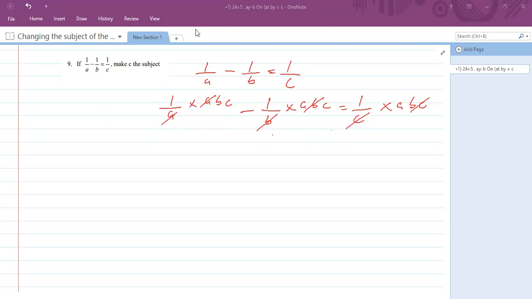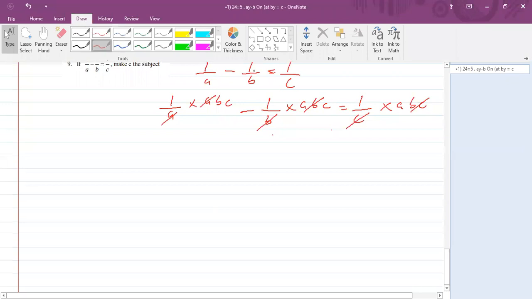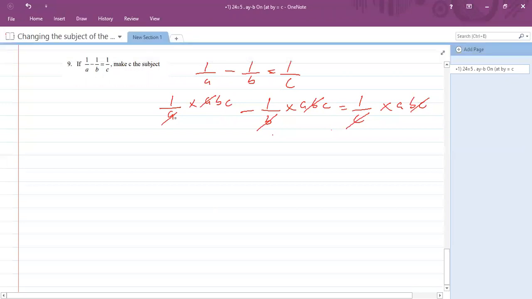Now, when we finish, the next thing we are going to do is this, right? What do we have left here? So the A cancels the A, left with 1B. Everybody see that? The B cancels the B, left with 1AC, minus. Then the C cancels the C, left with what? AB. Now remember, they want you to make what? C the subject. So how do you make C the subject now?